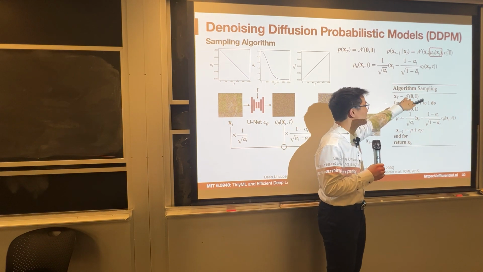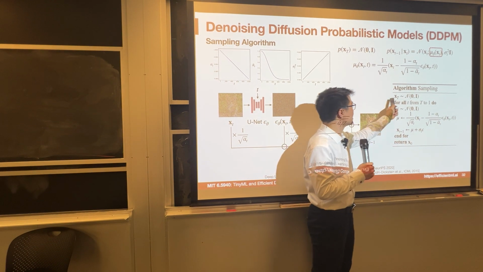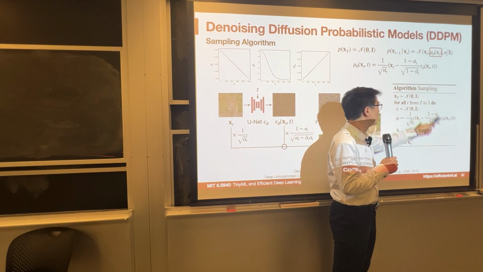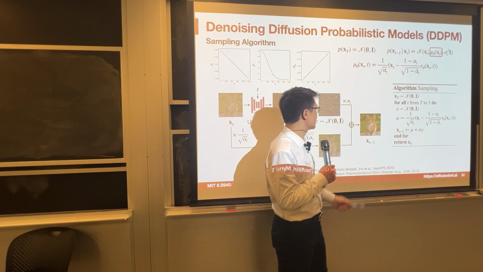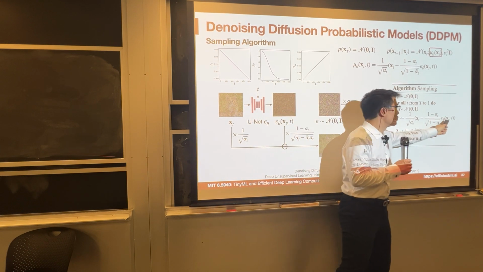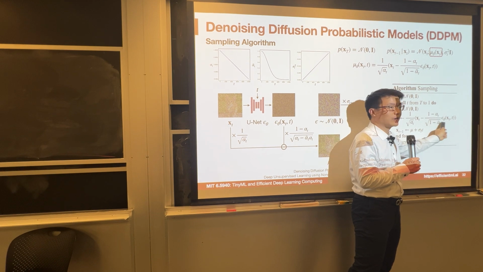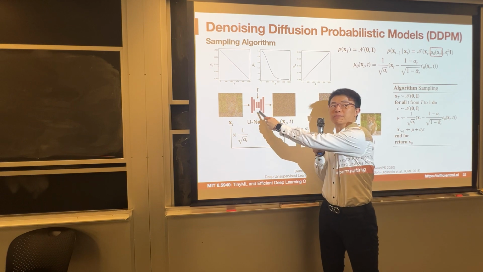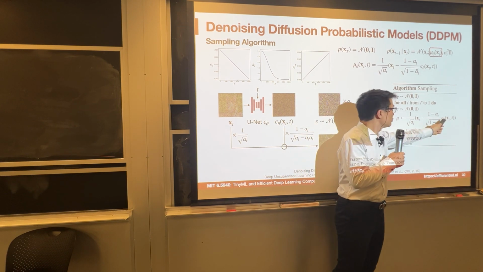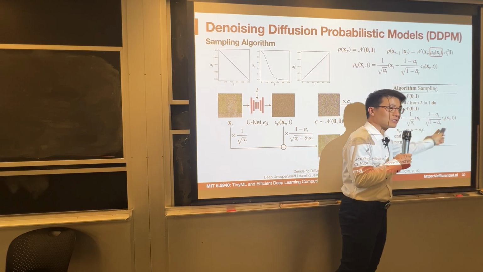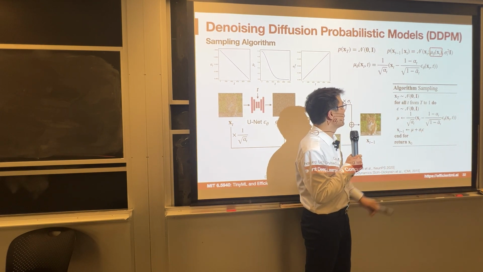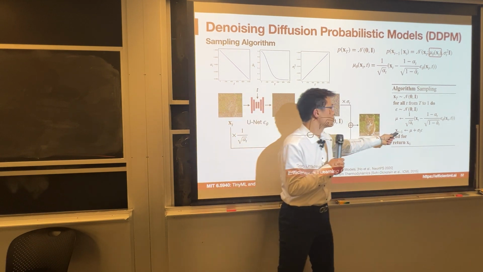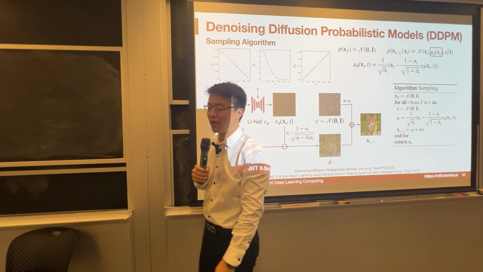Starting with xt, which is completely random noise, from t to 1 we are doing the reverse process. We sample a Gaussian noise, which is here. Then we use xt as input and feed it to the U-net, which is epsilon theta, where theta is the parameter in our U-net. We use the U-net to predict the noise, and use xt to subtract the noise. That gets this term. And finally, we add the Gaussian noise to get the next xt minus 1.